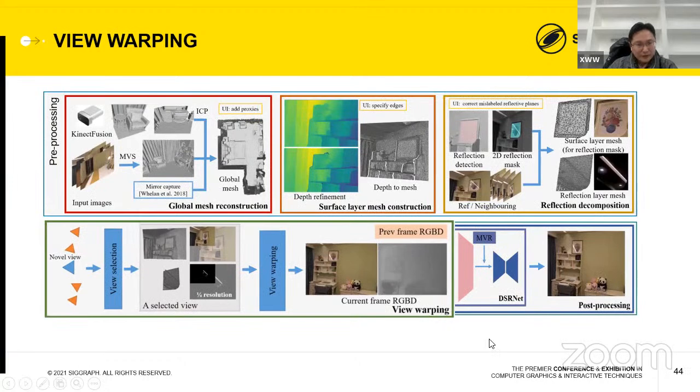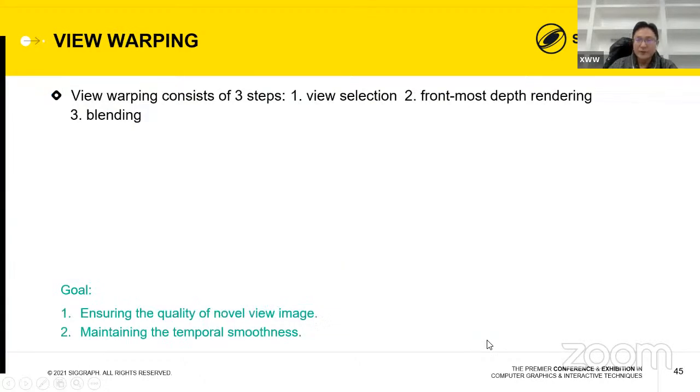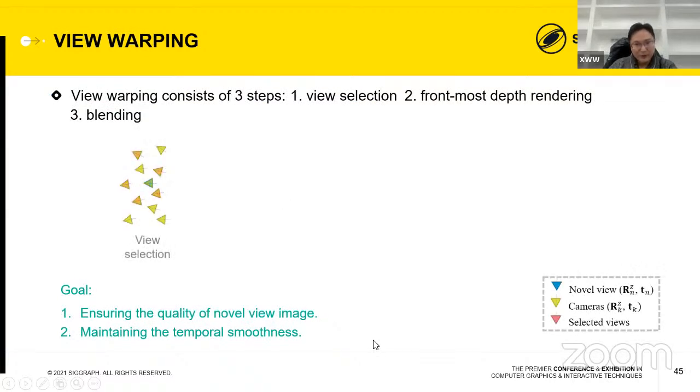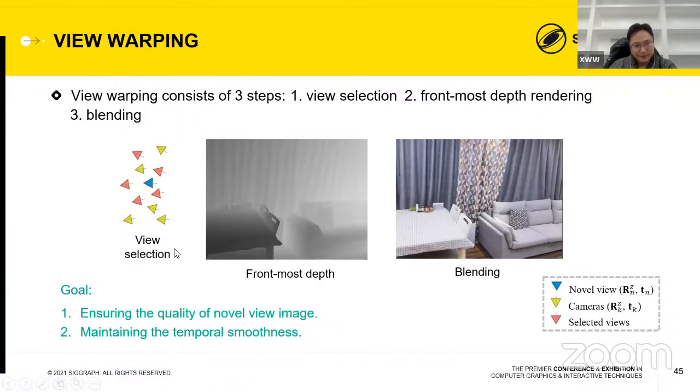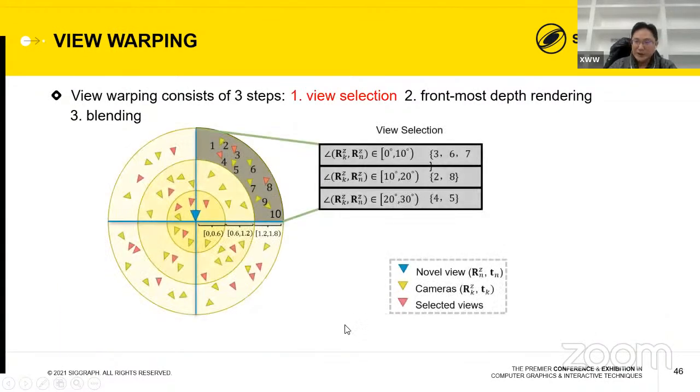For the rendering pipeline, we first do some rewarping. This is very similar to the traditional image-based rendering technique, but we develop a novel view selection scheme. This is the view selection. We want to take the previous frame into account to remove the temporal jittering.